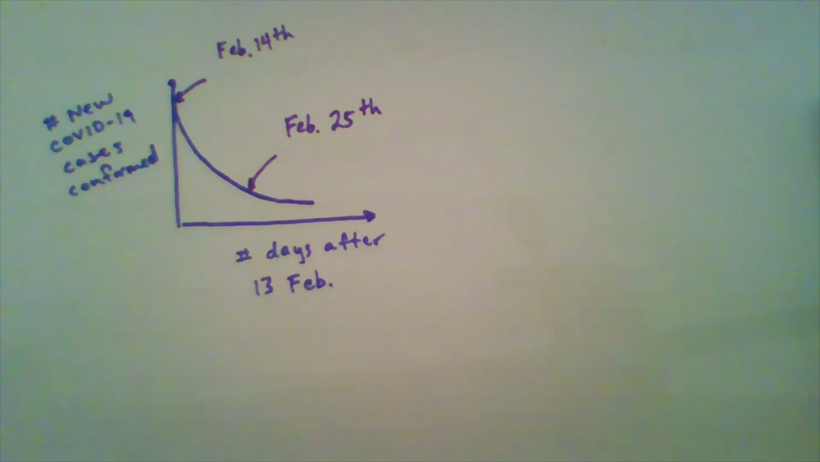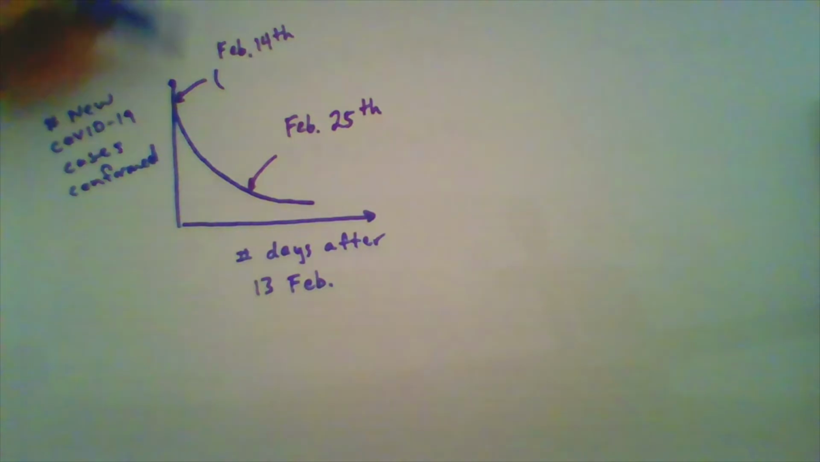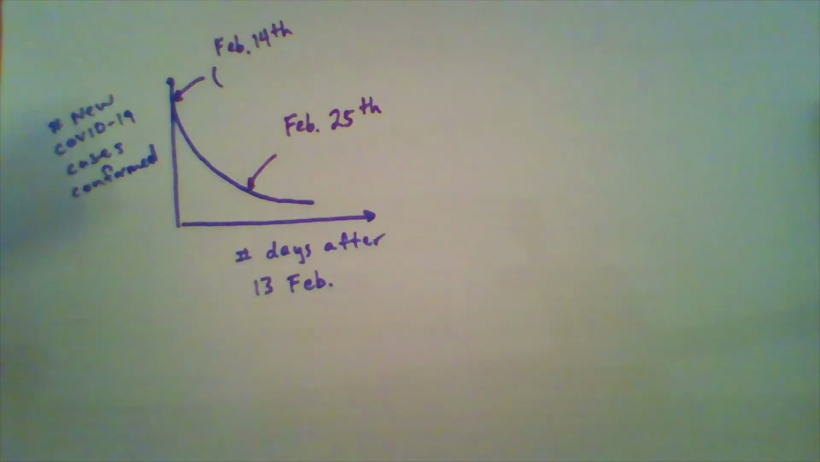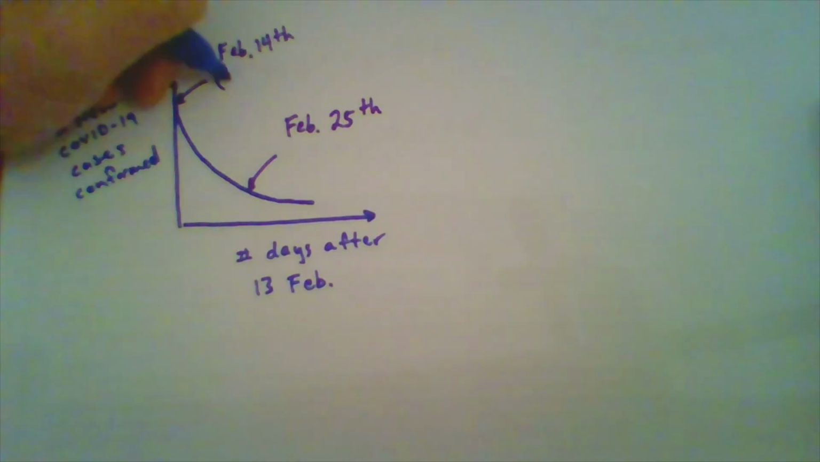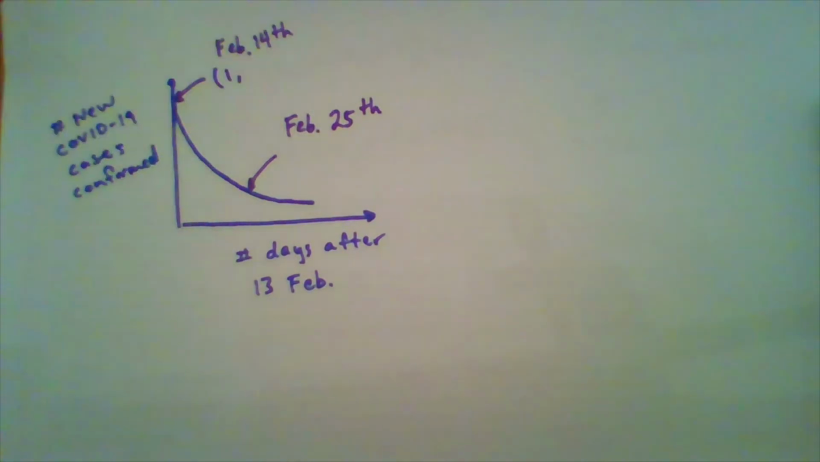Again, we're going to try to model this using a geometric sequence. To do that, we need some terms. February 14th is one day after February 13th, so we can think of this as x equals 1, and the number of new cases on that day was 4,156.